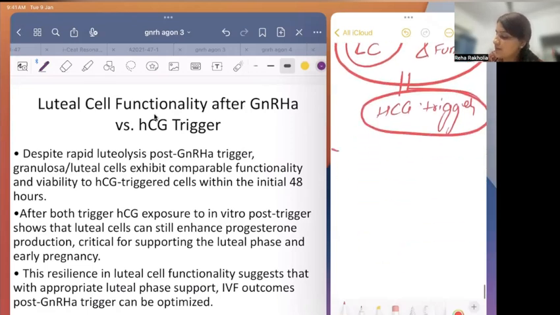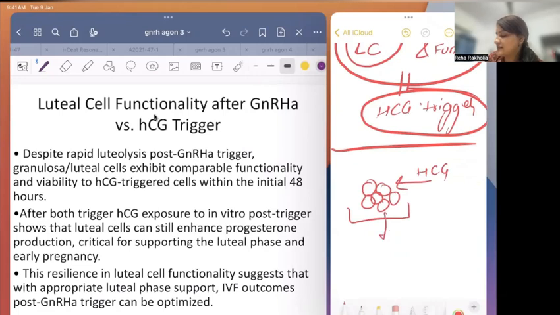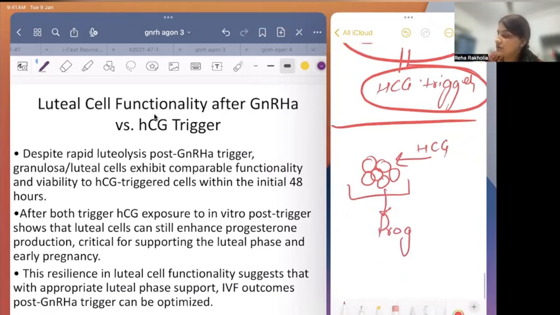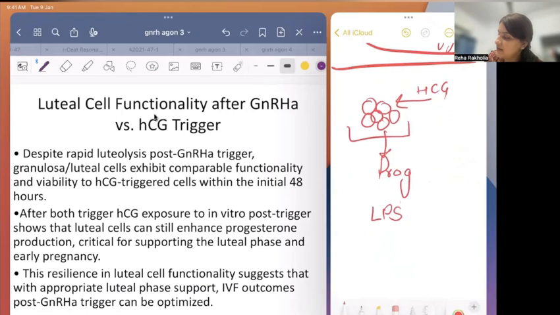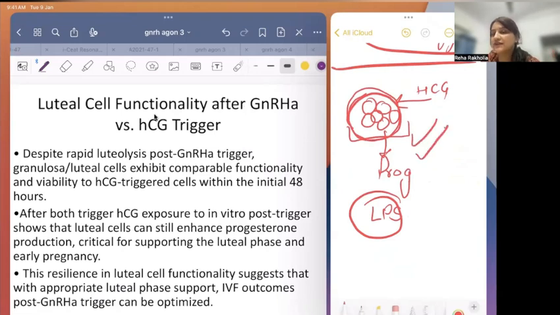So what do we do? In vitro, we take a luteal cell and add HCG to it, and it started secreting progesterone. So if we give luteal phase support, the IVF outcome will be optimized, because these cells are still working. These luteal phase cells are viable and functional. Though they are not producing progesterone after the GnRH agonist, they are viable. So if we give HCG, they will secrete progesterone, and the pregnancy rate will be equal to the HCG. It will give a good luteal phase support.